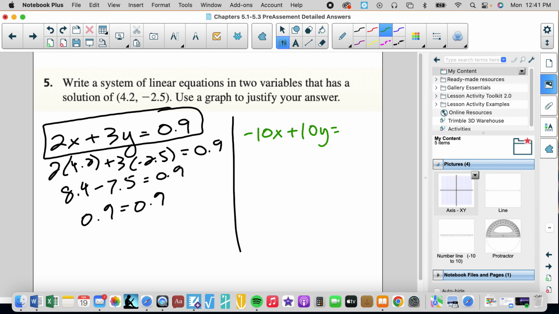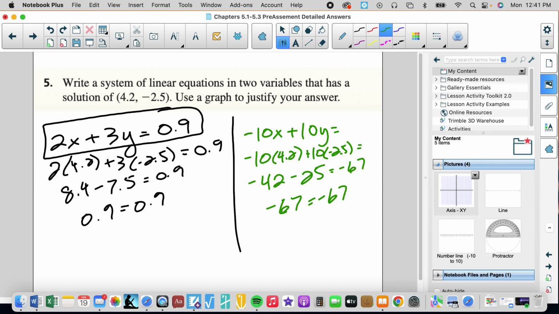I'm plugging in those values and simplifying, and then I'll find out what it is. So that's going to give me -42. This is going to give me -25. That gives me -67. So this needs to equal -67.